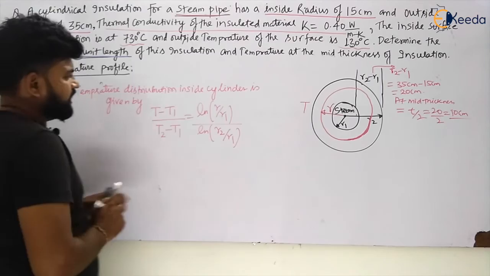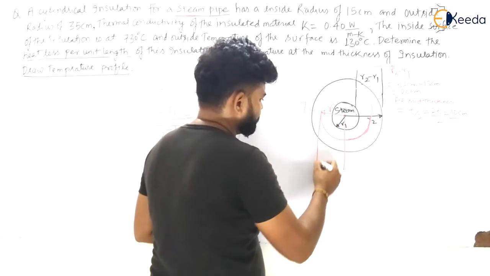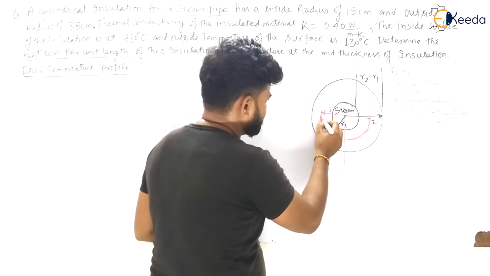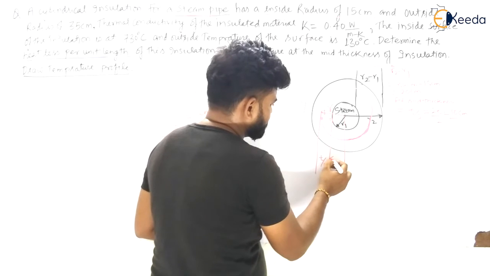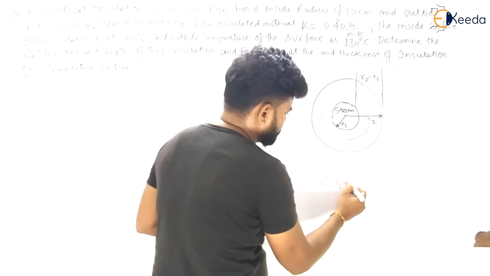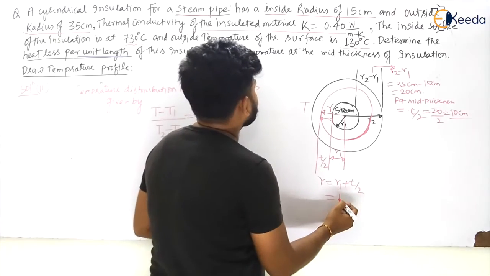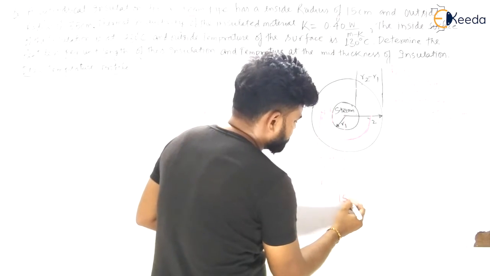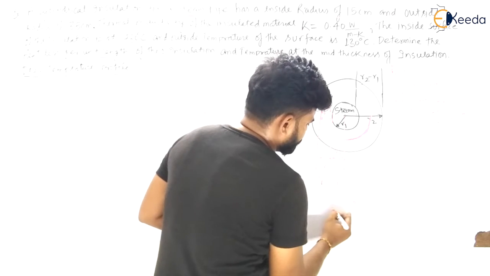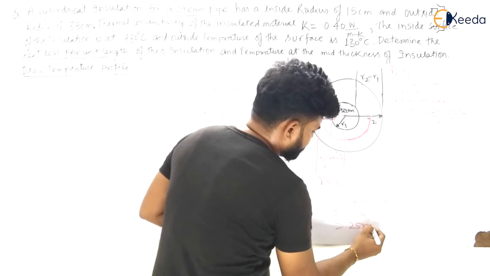So if we have the R, what will this R be, my dear student? The value of this R will be nothing but the mid thickness value, that is t by 2, plus R1. So R will become equal to R1 plus t by 2. What is your R1? R1 is given to be 15 centimeter, that is the inside radius, plus t by 2 which is 10 centimeter. So this will become 25 centimeter.